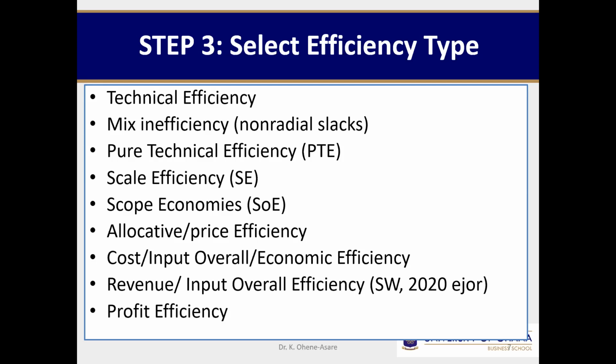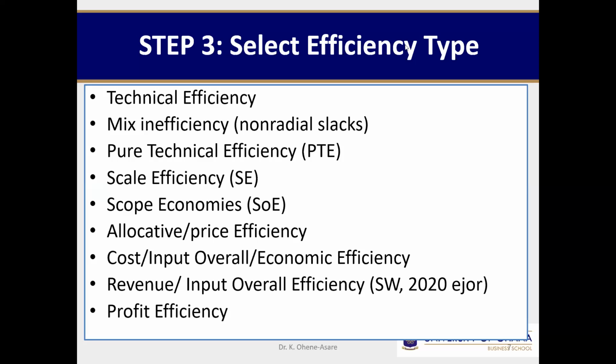Scope economies. You come to realize later that scale efficiency is different from scope economies, and some people misunderstand the two. Then there's another kind of efficiency, which is allocative efficiency. And then cost efficiency, also called economic efficiency. In the world of parametric frontier studies, cost efficiency is sometimes called economic efficiency.